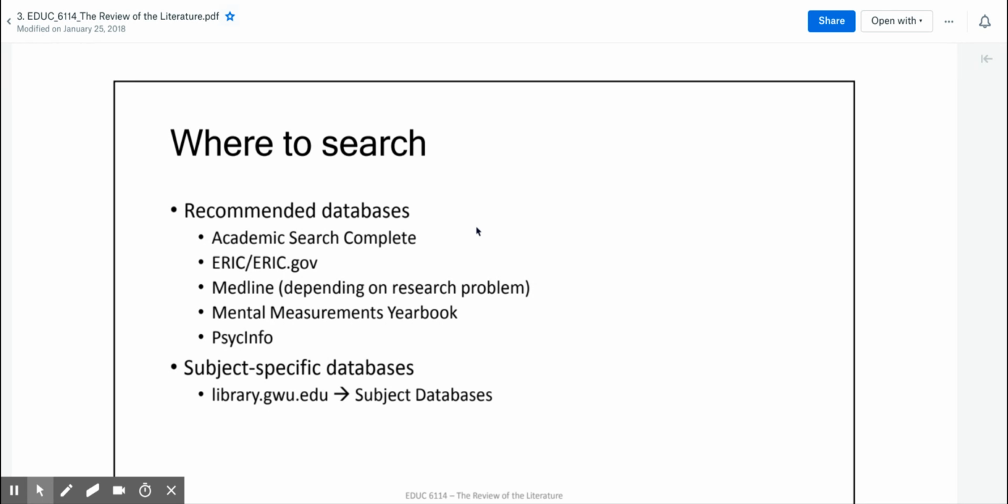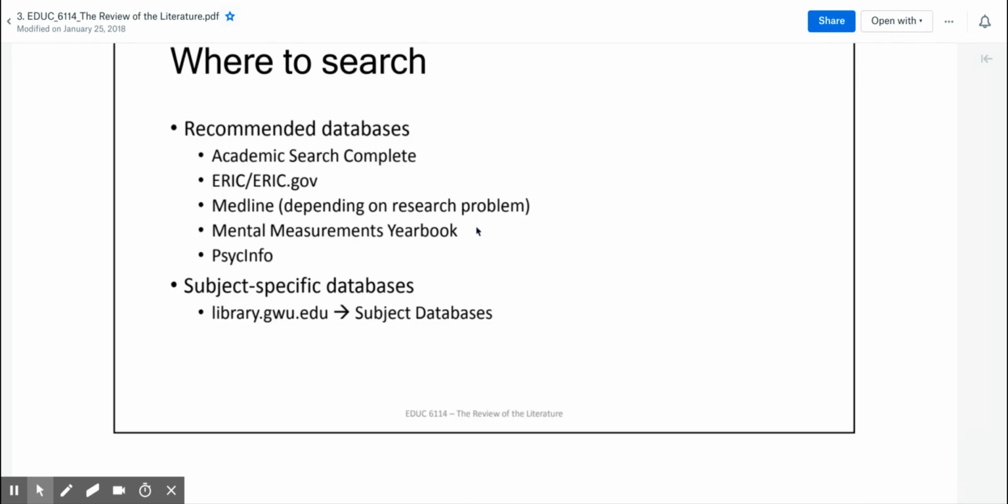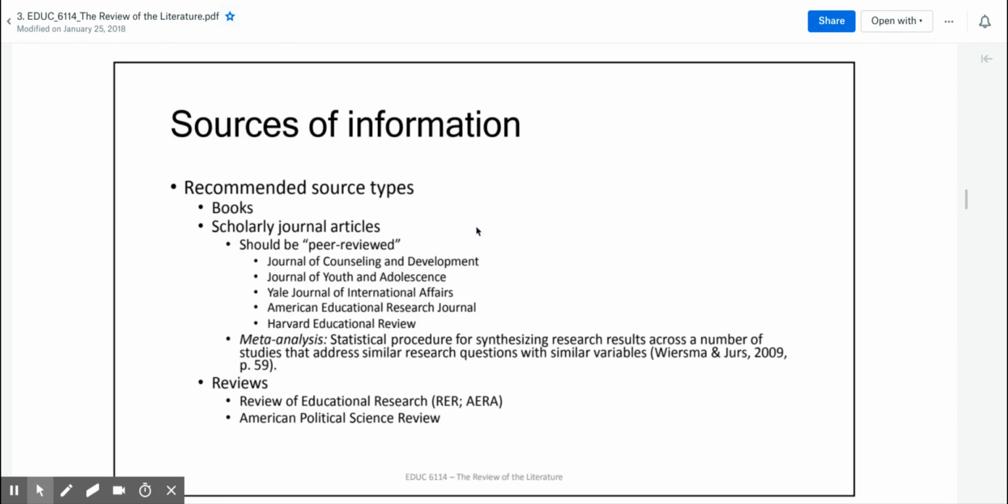Again, library.gwu.edu has tons of information sorted by journal, subjects, and field, and you can easily play around with that search. All right. Again, books, scholarly journal articles, and reviews are the typical sources. If you search, they will give you typically either a book, a journal article, or a review, right?